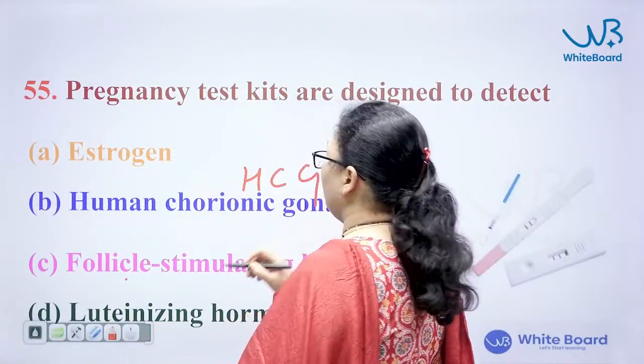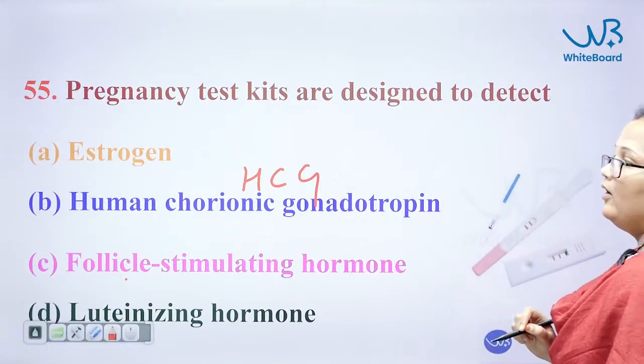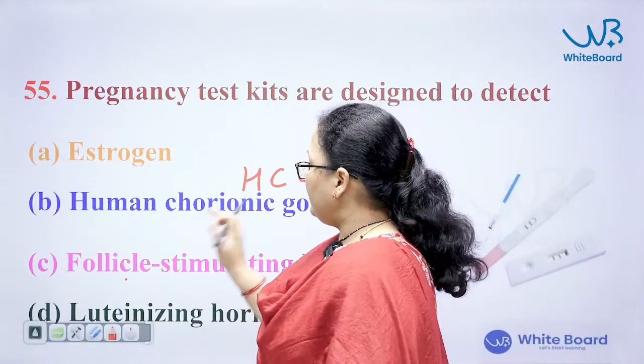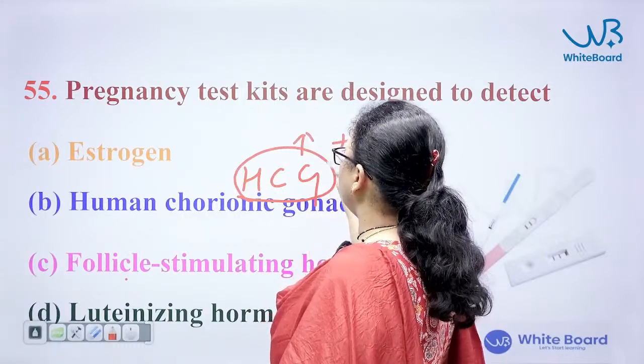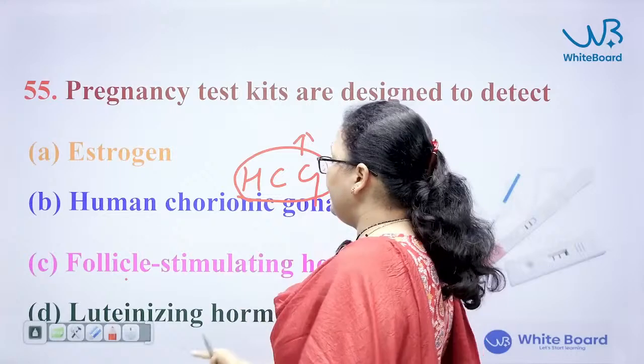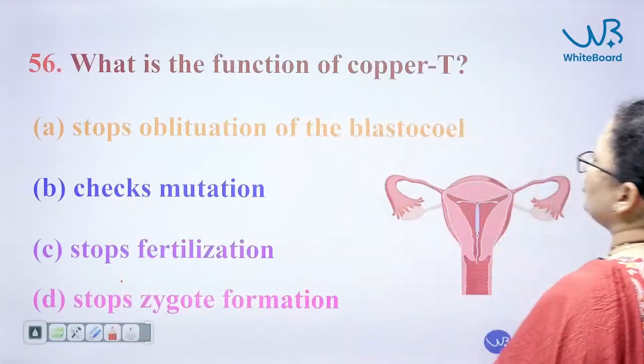HCG, human chorionic gonadotropin. If this hormone is released, then the test will indicate positive. If this hormone is not there, then it is negative. Next, what is the function of a copper T?